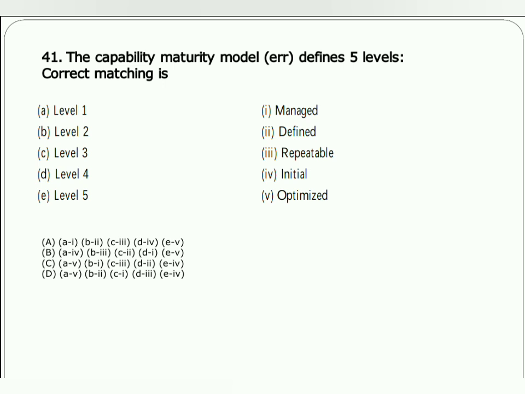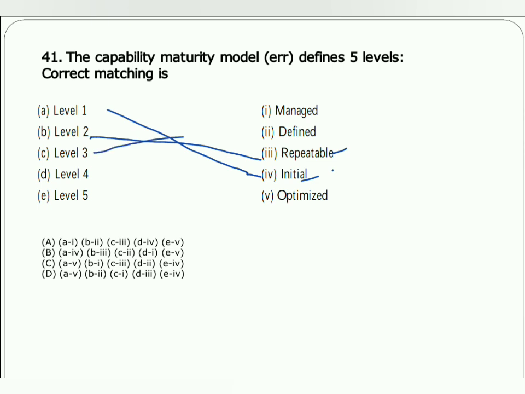Here the initial level is the starting point. It is ad hoc and it is the starting point for the use of a new or undocumented repeat process. And level 2 matches the repeatable, and level 1 matches the initial. So why repeatable? Repeatable is a process that is at least documented sufficiently such that repeating the same steps may be attempted. And level 3 is defined.